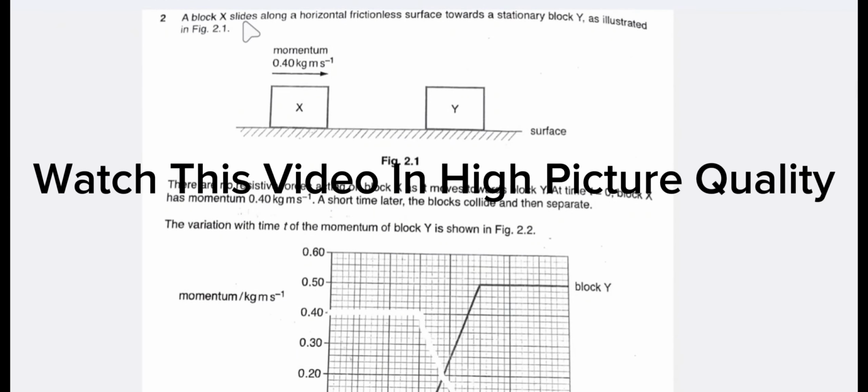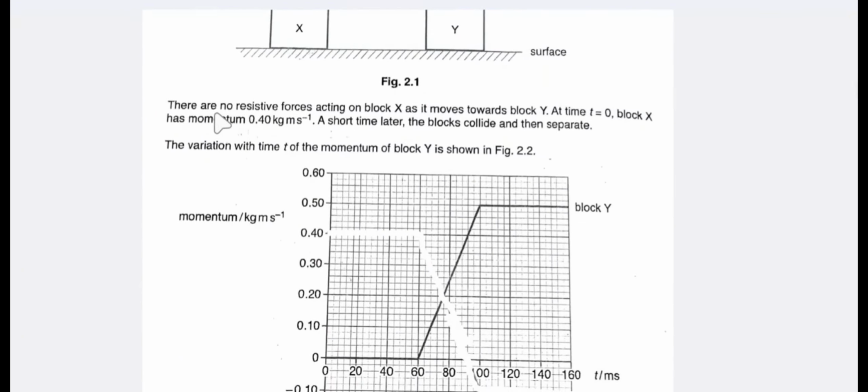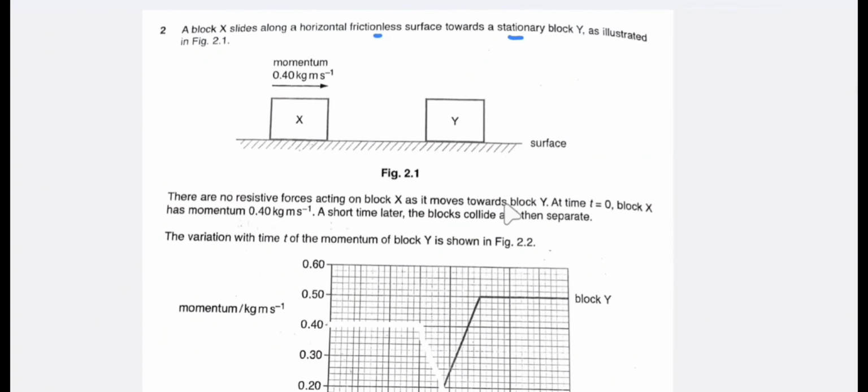Question number 2. A block X slides along a horizontal frictionless surface towards a stationary block Y as illustrated in figure 2.1. So block X moves towards block Y, and block Y is stationary, and the surface is frictionless. There is no resistive force acting on block X as it moves towards block Y. At time t equal to 0, block X has momentum given.